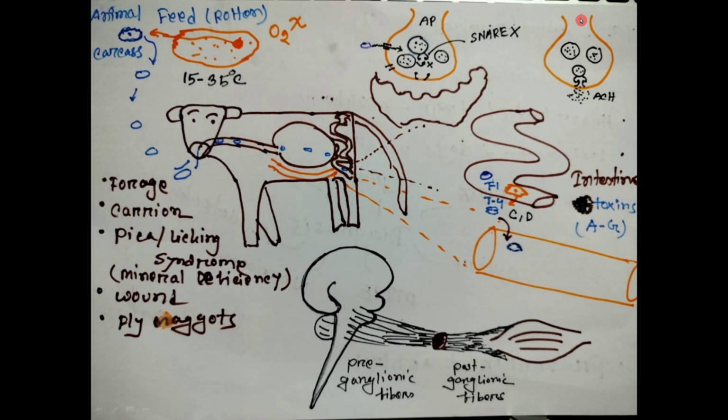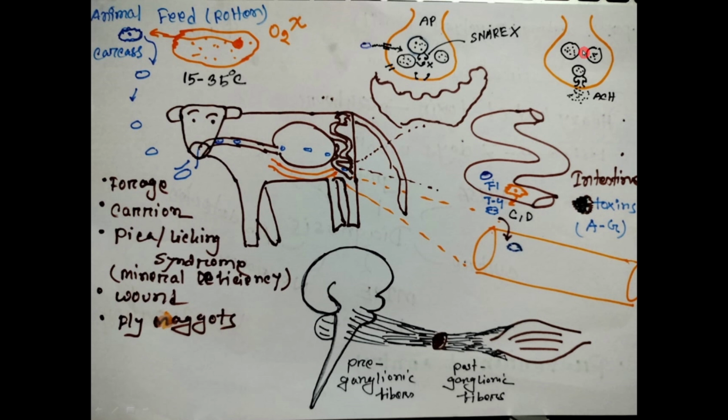Normally in the neuromuscular junction, what happens? We know that in the presynaptic membrane there are some preformed vesicles, and these vesicles contain acetylcholine. Thus acetylcholine remains within the vesicles. Now whenever an action potential is generated, it comes and causes cell depolarization from the resting membrane condition.